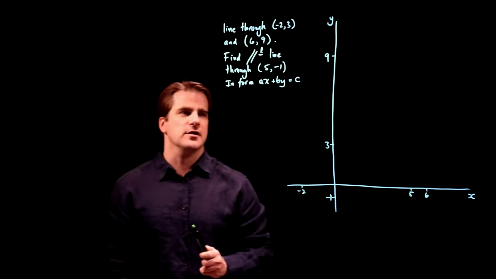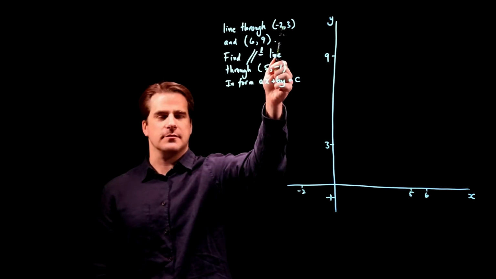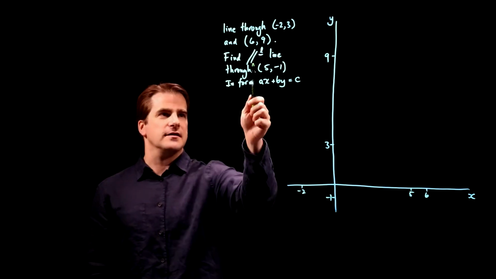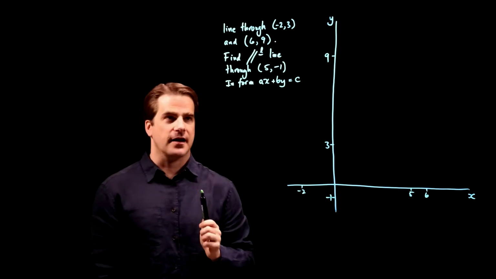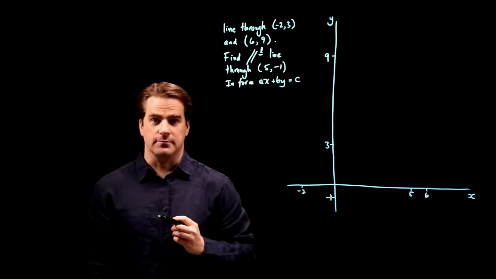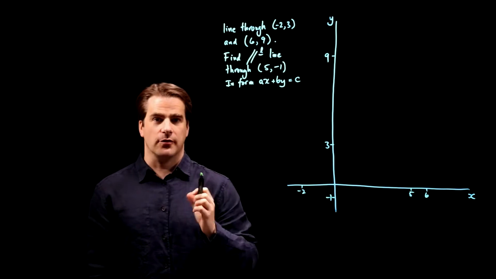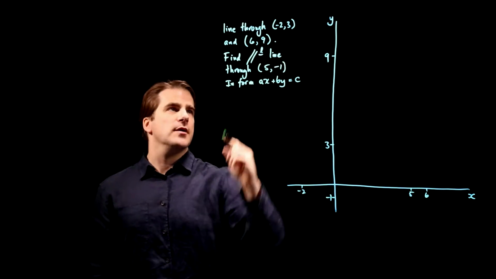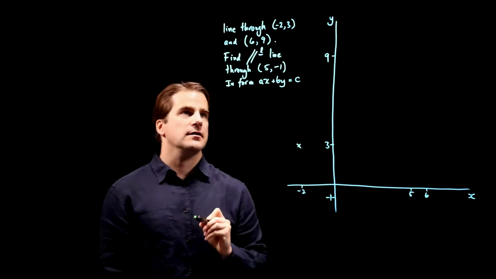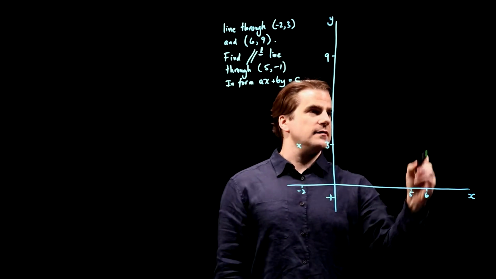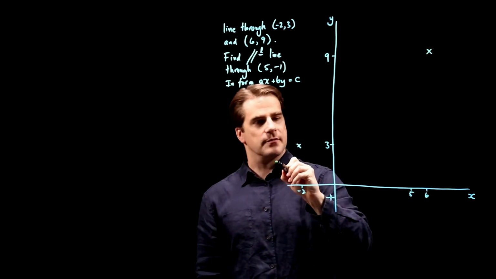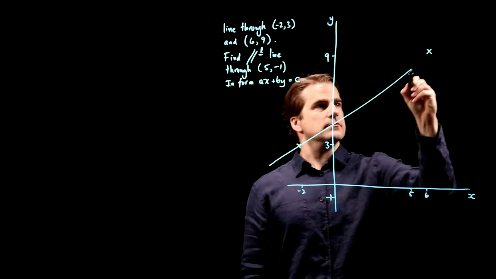Right, they've told us there's a line that goes through the points -2, 3 and 6, 9. And we have to find the equation of the line parallel to that goes through the point 5, -1. No problem. So first thing to do, plot the original line. So it goes through -2, 3 there, and 6, 9 is there. So it's something like that.